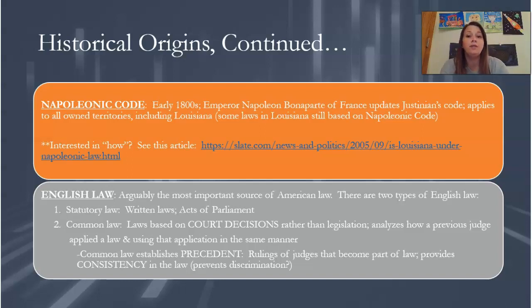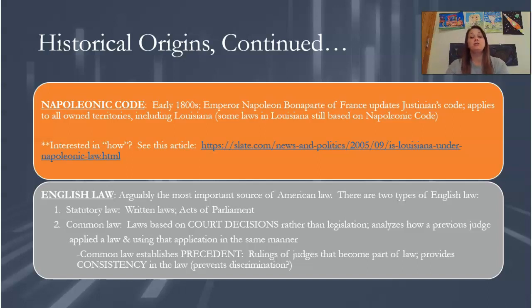The Napoleonic Code, in the early 1800s, Emperor Napoleon Bonaparte of France is going to conquer pretty much most of Europe, and he's going to update Justinian's Code. And it's going to apply to all known territories that France is going to own, including Louisiana, if you remember from your history, the Louisiana Purchase. And actually, some laws in Louisiana are still based on the Napoleonic Code. If you're interested in how, because it does deal a lot with civil law, you could take a look at the article that I have there, and it's got some pretty fascinating things if you're interested in the judicial system.